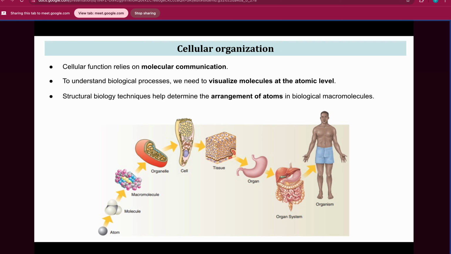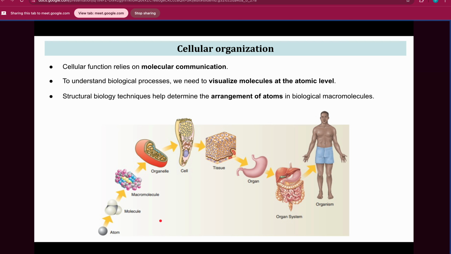Now we will move to the week 3 content. In week 3, you have looked into X-ray crystallography, but before talking about X-ray crystallography, we will talk about cellular organization, how the different cells are organized in the body and how we can study them. So cellular functions rely on molecular communications. There are various macromolecules present inside the cell, which constitute the cells.